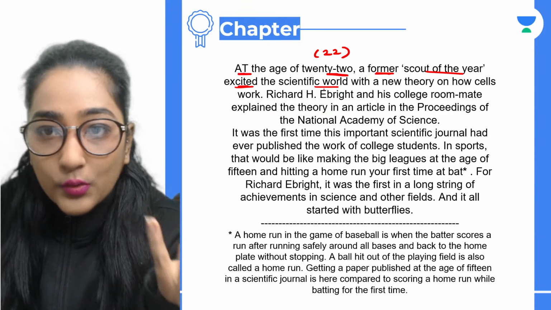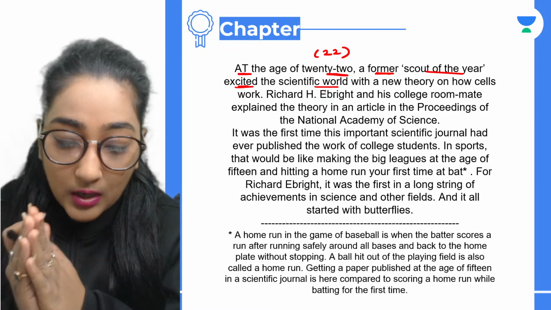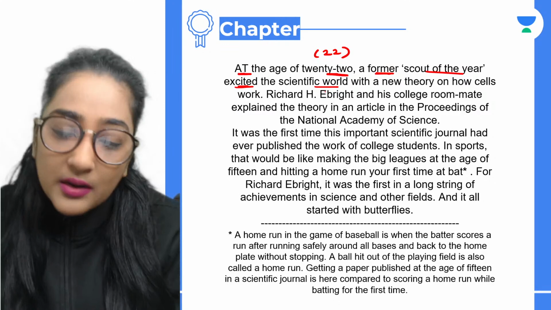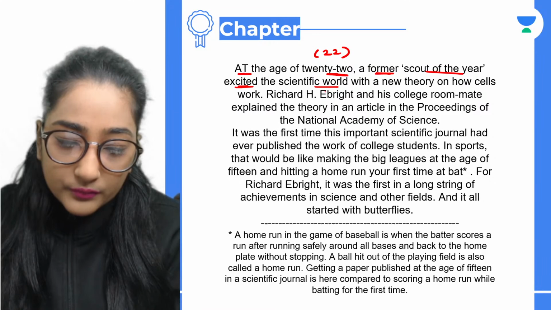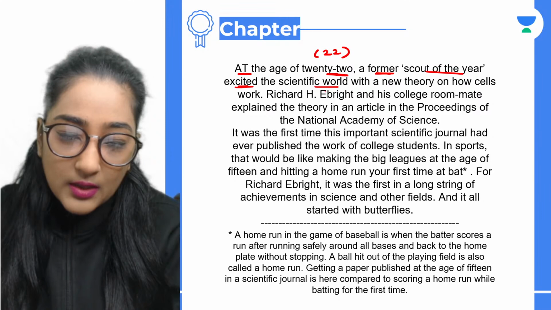You know this so well. So at the age of 22, just at 22 years of age, a person who had received the scout of the year award. What is scout, everybody? Do you know that scout of the year, everyone? Do you understand by that, everyone? Yes, everyone. Yes guys, what does that mean?